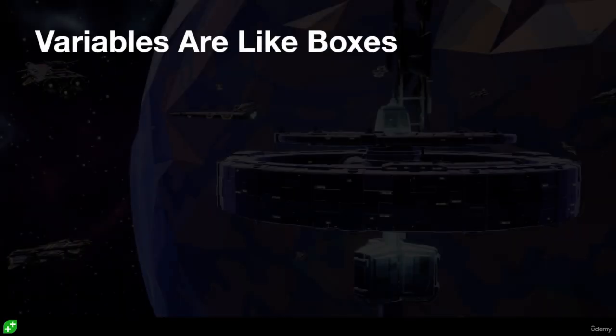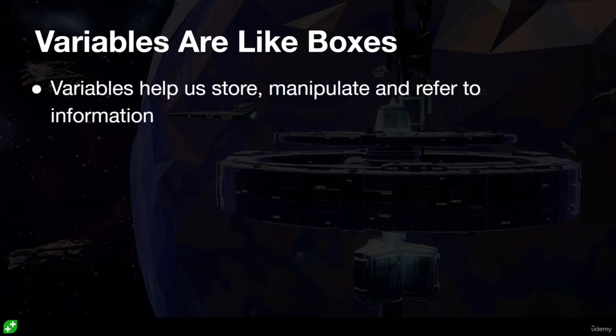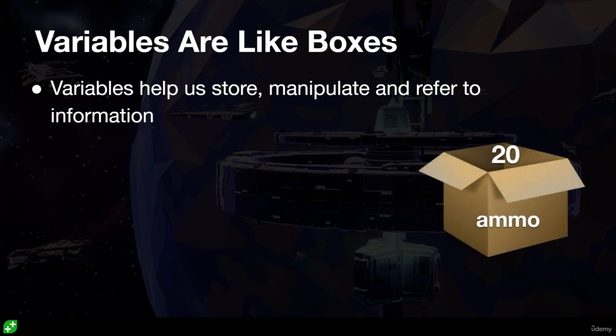So we're going to need variables in order to keep track of our ammo. So what are variables? Variables help us store, manipulate, and refer back to information. And most crucially for us, it's going to be that storage of the information. So it's a bit like a box that we label as ammo, and inside it we can put a value such as 20, which tells us how much ammo we've got left.